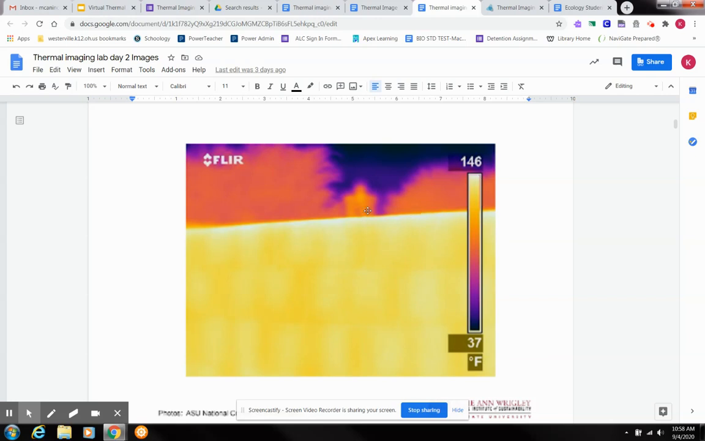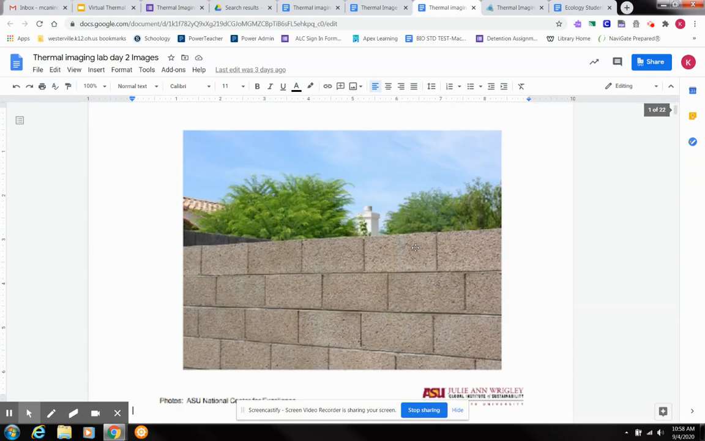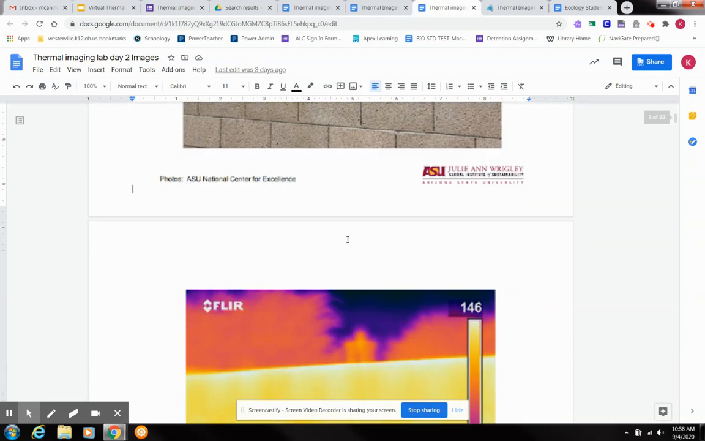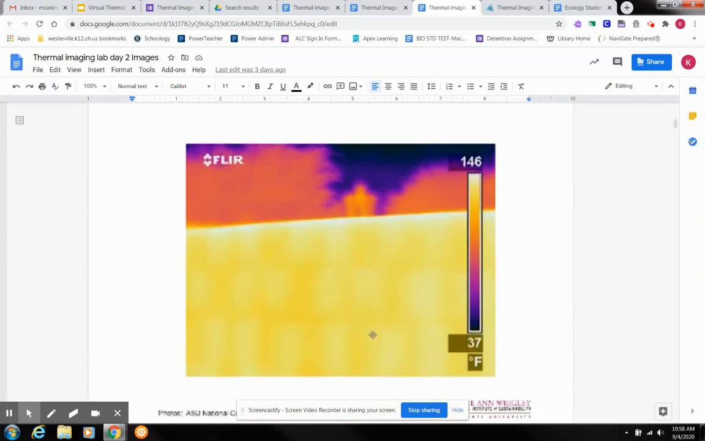So you see this nice bright white band. Well, if you have a hard time figuring out what that is, it's right here. It's right at the very top of the brick. So if you notice, the brick wall is absolutely the warmest spot in this image. The sky technically is the coolest, but we're going to not include the sky in our data. So the next coolest, it looks like, is probably going to be the trees.